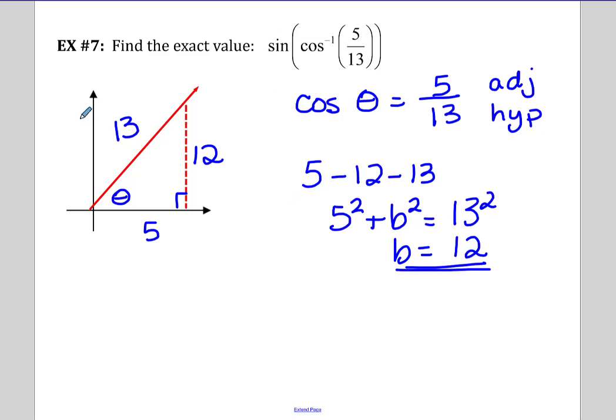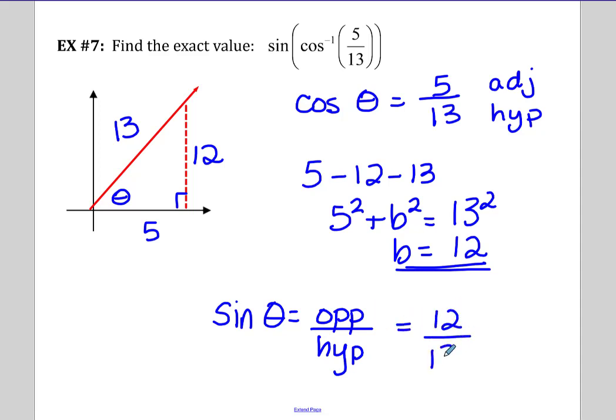And then we want to answer the question. So we've got our picture drawn. That took care of all of this part on the inside. We want to know what is the sine of the picture you drew with that angle theta. Sine is opposite divided by hypotenuse, and opposite would be 12, where hypotenuse would be 13. So the sine of the cosine inverse of 5/13 would be 12/13. And we have that finished.